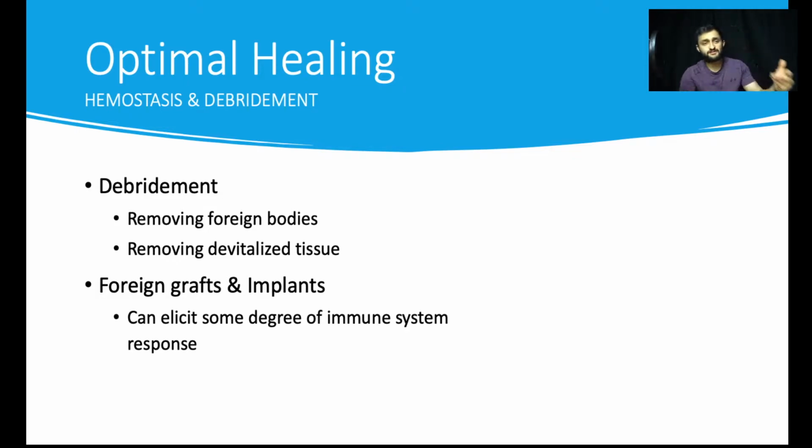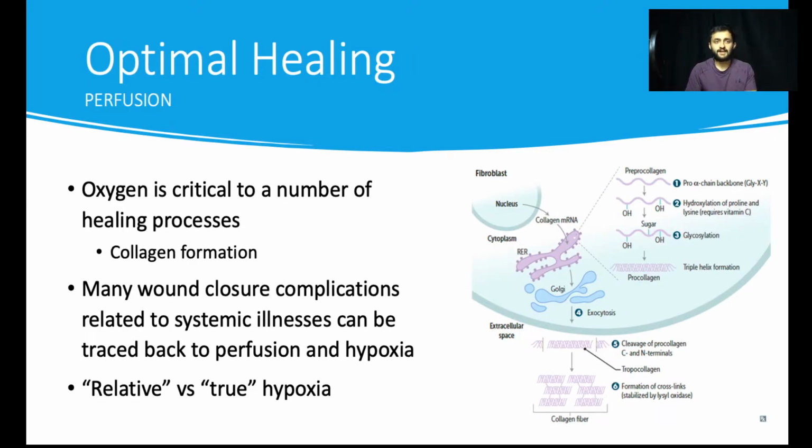So, since we just finished talking about hemostasis, it's important we now talk about, of course, perfusion. Now, perfusion is critical because oxygen itself is critical to a number of things. It's critical to collagen formation specifically, which is a huge piece of wound healing. And if we look at this picture again, it's critical to a few steps. It's critical right here to step number 2, which is the hydroxylation of proline and lysine residues, right? But it's also critical to step 6, which is right down here. And that's the polymerization and cross-linking of procollagen strands.